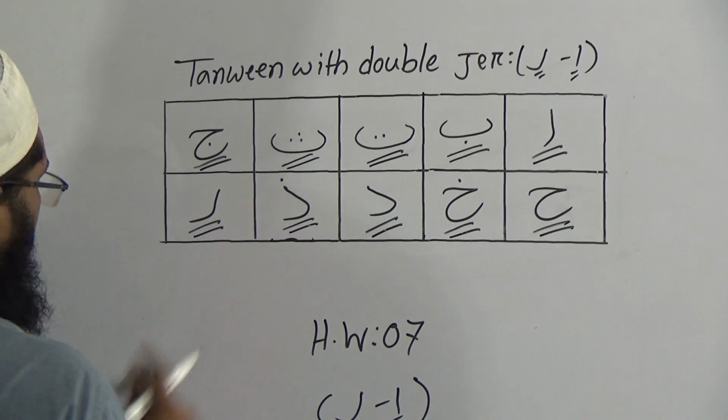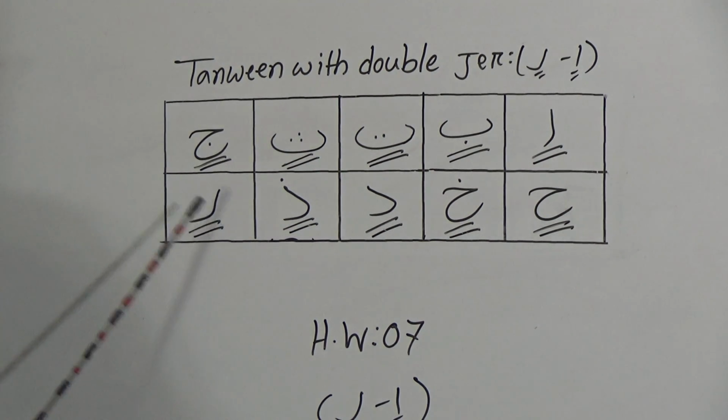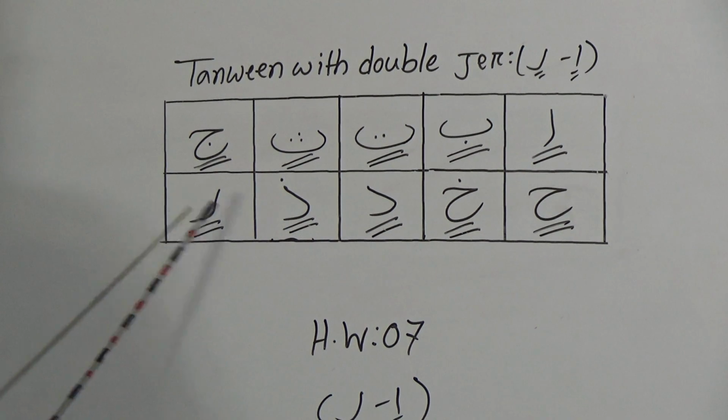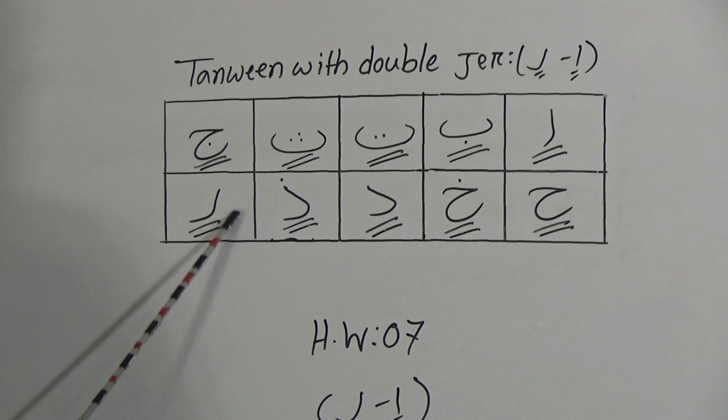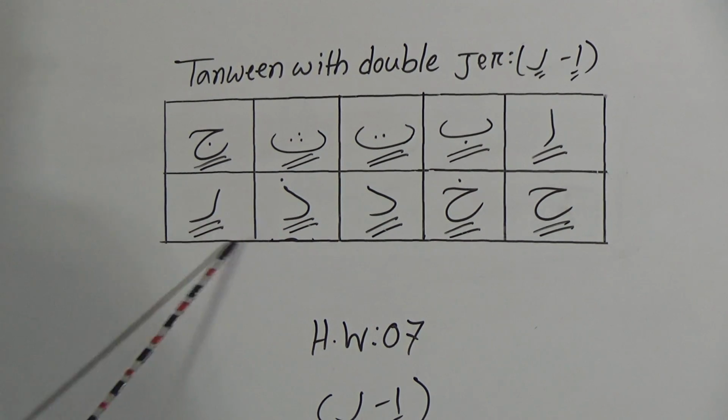And my dear students, last one for today, Ra. I'm giving double Jer under the Ra. You have to pronounce this one Ra Dui Jer Rin, not Ra. You have to pronounce this one Ra Dui Jer Rin.